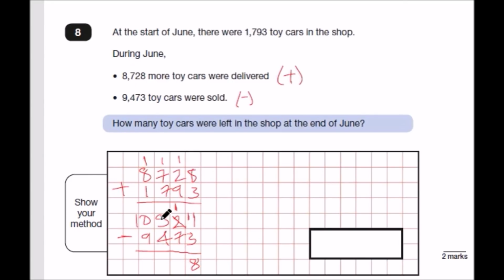1 take away 7 you can't do, so borrow from the neighbor, this becomes a 4. And now you carry the 1, so it's 11. So 11 take away 7 is 4. 4 take away 4 is nothing, and 10 take away 9 is 1. And that's it. So there's 1,048 toy cars remaining.